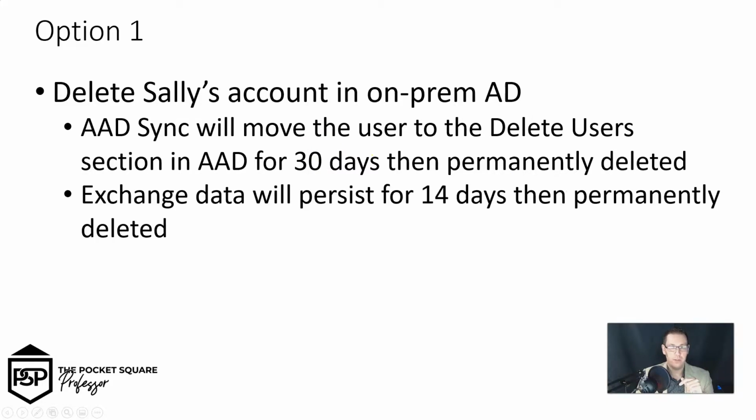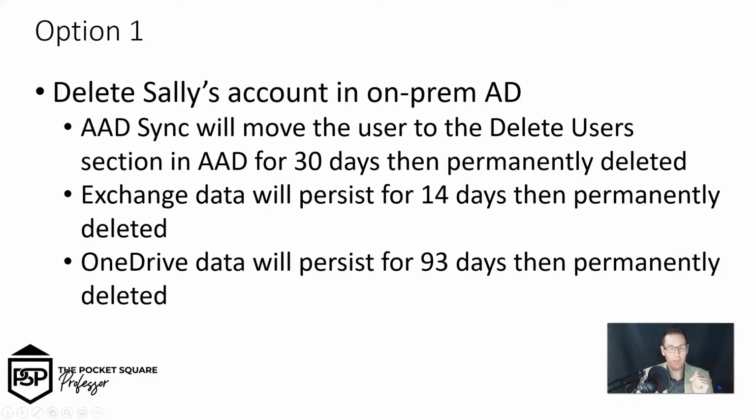All right, her Exchange data, so her email data, will persist for 14 days. Now this is by default. We can extend this out to 30, but it'll persist for 14 days and then also be permanently deleted. Then we have her OneDrive data. So any kind of files or anything that she has in her OneDrive will persist for 93 days and then be permanently deleted. Again, this is by default. We can change this. There's actually a lot of other pieces around this. When we get to the OneDrive piece, we'll walk through that. Exchange also, we'll look at that a little bit more too.